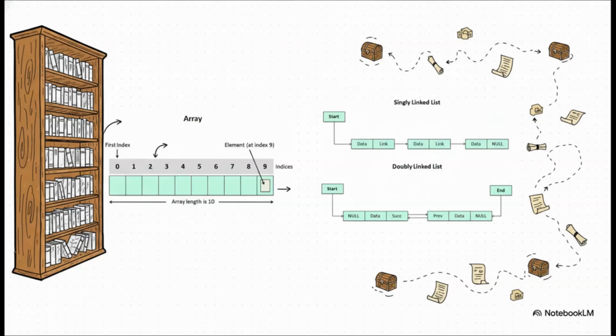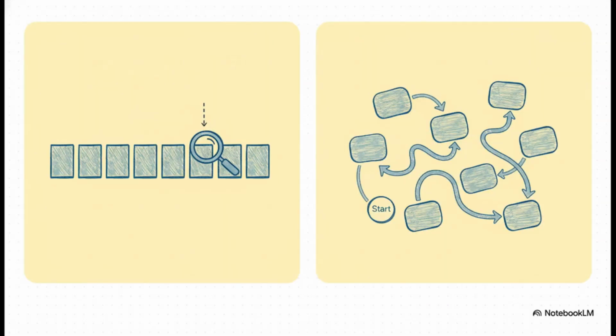And this visualizes it perfectly. Think of an array like a perfectly organized bookshelf. Every book is sitting right next to the other in a single neat block. A linked list, though, that's way more like a scavenger hunt. Each item just tells you where to find the next one, but those items could be scattered completely randomly all over the room.